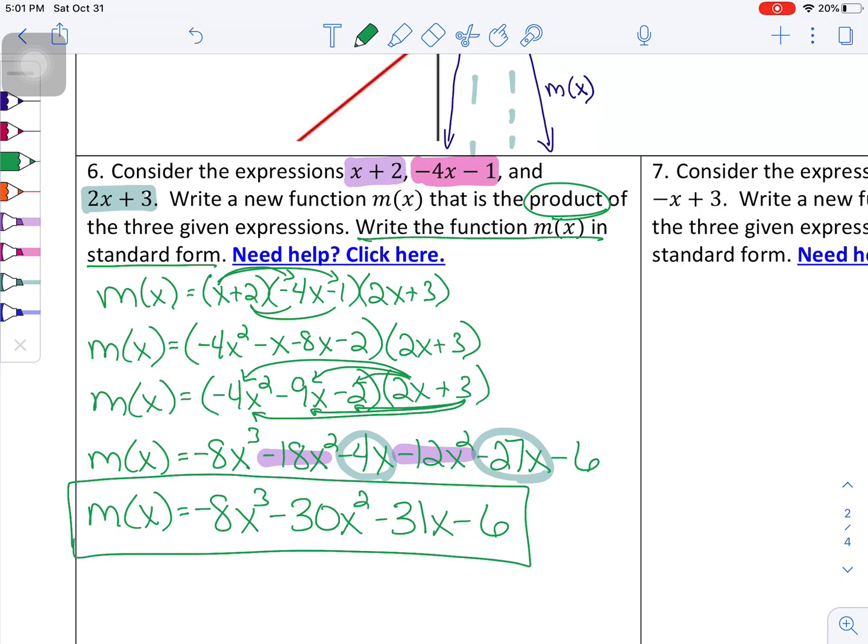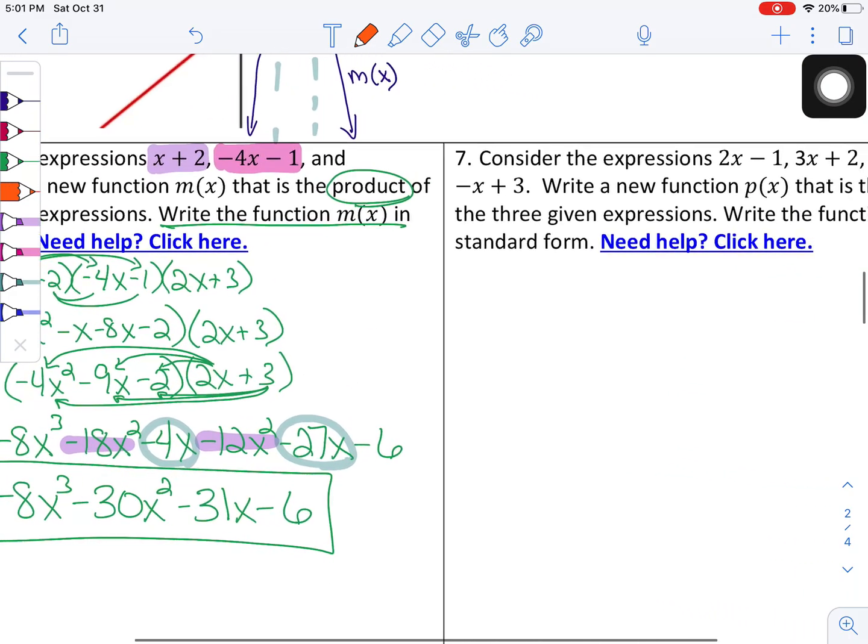Standard form means it's all multiplied out and it's in what's called descending order. So our highest power of x comes first. So it's x to the third, then x squared, then your single x, and then you end with your constant or your no x term.